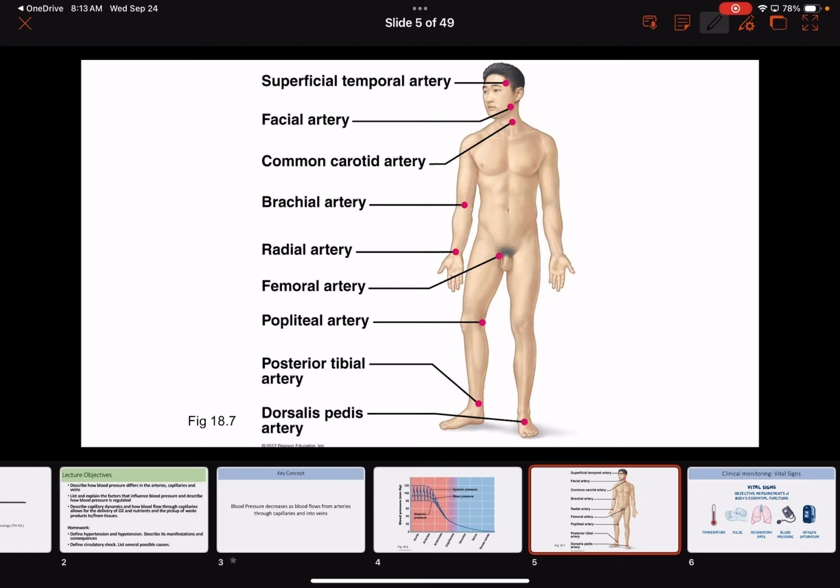Popliteal behind the knee. Posterior tibial on the back side of the ankle, and then the dorsalis pedis on the top of the foot. So you should be familiar with those different pulse points. And they're all arteries that are on your learn lists anyway, except for the facial. Not superficial temporal either. So those ones at the top I probably wouldn't ask you about, but the ones that are on your learn list I would ask you about as far as pulse points go.